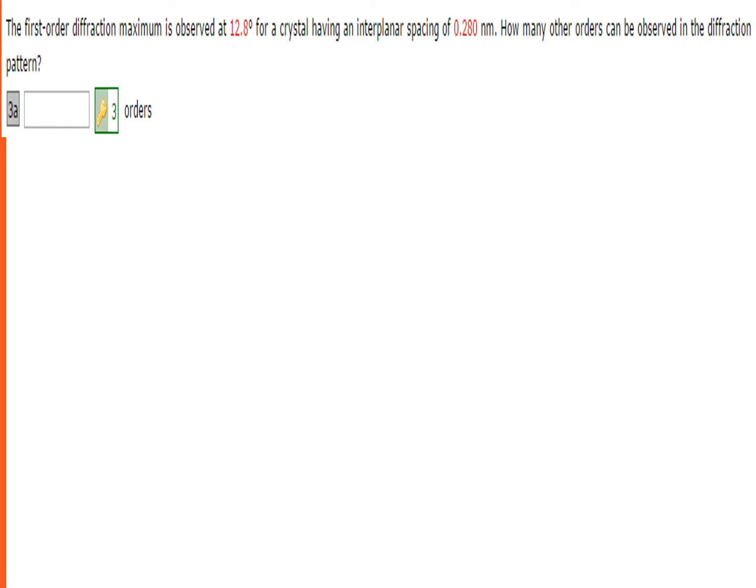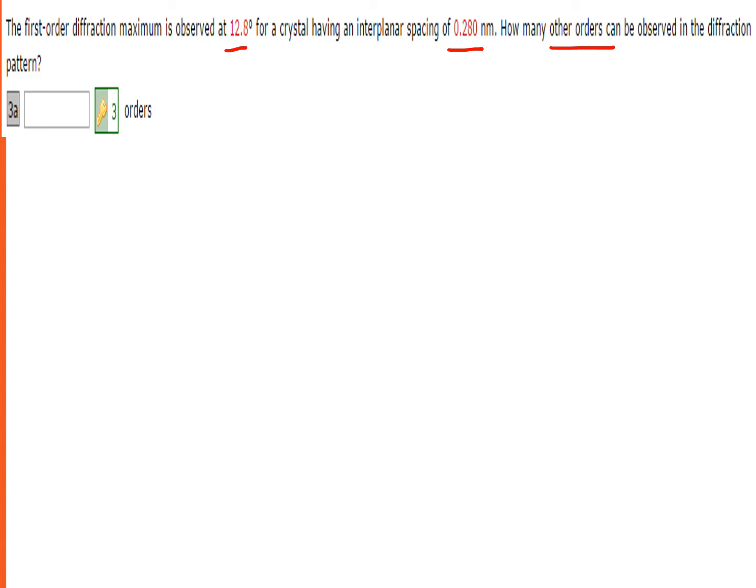Here is a sample problem on X-ray diffraction. This is question number 3 in WebAssign. The first order diffraction maximum is observed at 12.8 degrees for a crystal having an interplanar spacing of 0.280 nanometers. How many other orders can be observed in the diffraction pattern?